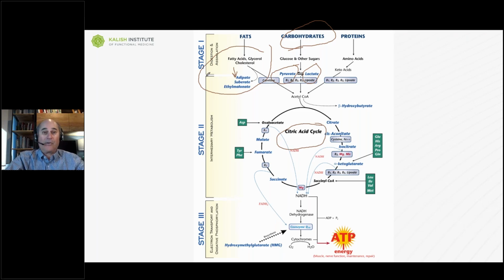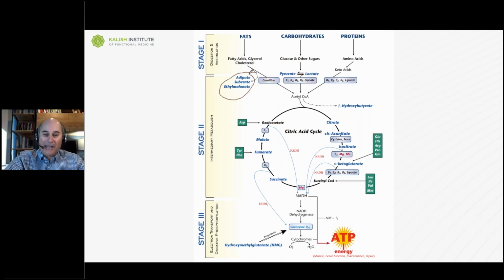Okay, so can you burn fat? Can you burn carbs? Can you make energy? That's the series of questions. And then each one of these things in blue is a marker. Adipic acid, suberic acid, ethylmalonic acid. If those are off, you've got a fat burning problem. There's the markers here, pyruvic acid, lactic acid. If those are off, you've got a carb problem.